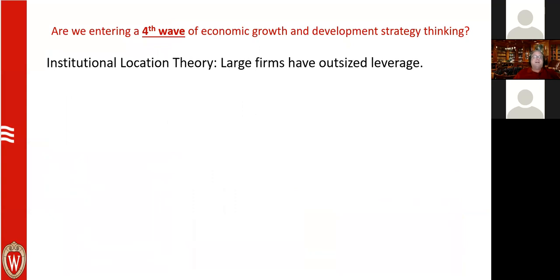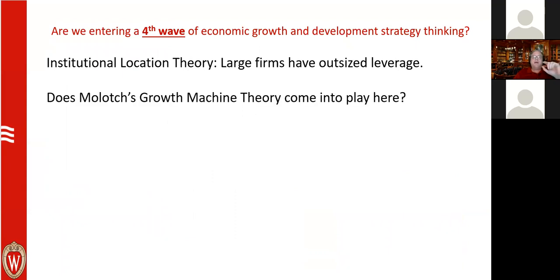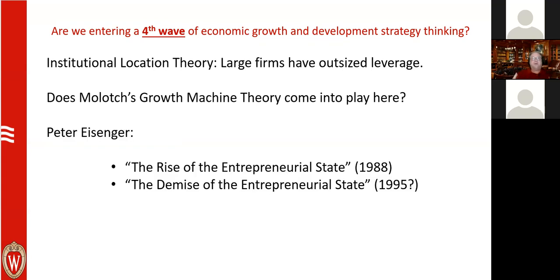This again is more academic here. Institutional location theory. What we're saying here is that large firms, the Mercedes, the Brewers, the Foxconns of the world, they have outside leverage. Okay. They can essentially flex their muscles and exert kind of dominance in the market.